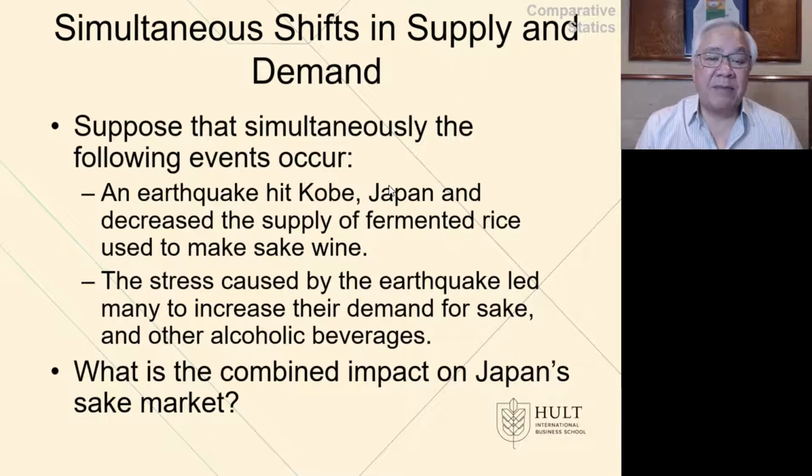So what if there's a simultaneous shift in supply and demand? And this is an example of Kobe getting hit by an earthquake, and therefore we have less rice, which is bad for sake because we use rice to make sake. So what happens is when there's an earthquake, perhaps people want to drink more, and yet there's less sake to be made because there's less rice available to make the drink.